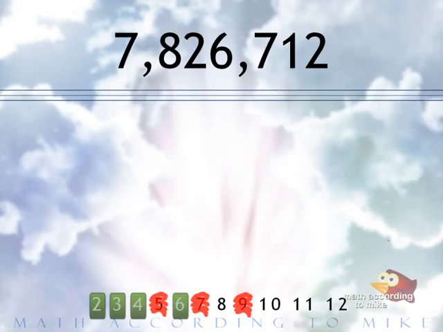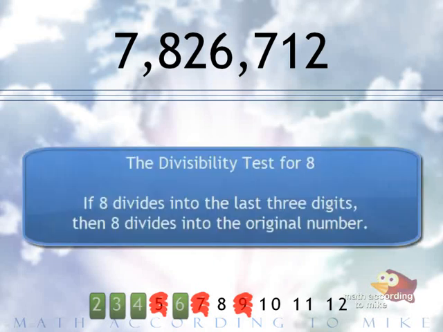The rule for 8 is similar to the rule for 4 and 2. The rule for 2, remember, you check the last digit. The rule for 4, you check the last 2 digits. The rule for 8, you check the last 3 digits. For the same reason as 4 and as 2. 1,000 is a multiple of 8. So any multiple of 1,000 is automatically a multiple of 8.